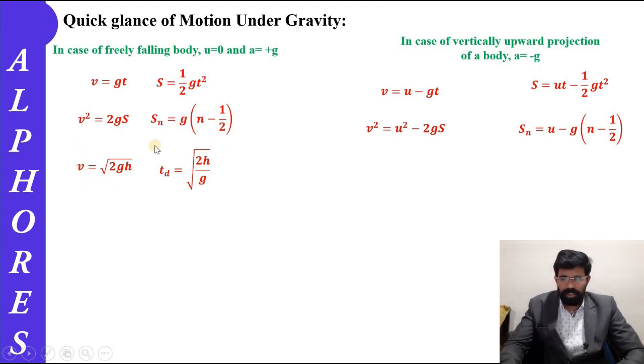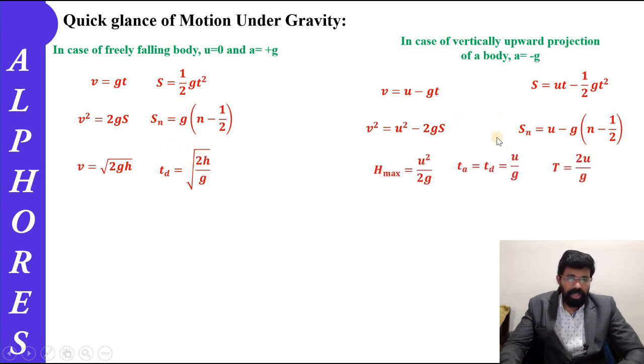In case of freely falling, these two quantities are fundamental quantities. If a body is released from a height equal to h, and you want to find out the velocity acquired by the body by the time it reaches the surface, this is v is equal to under root 2gh. If a body is dropped from a height h, how much is the velocity acquired by it? Under root 2gh.